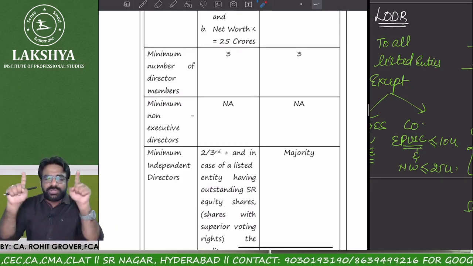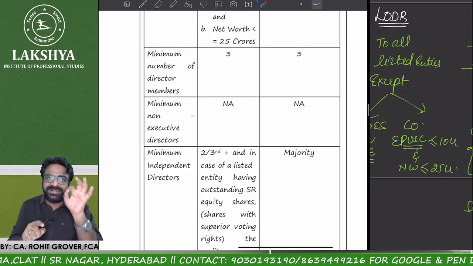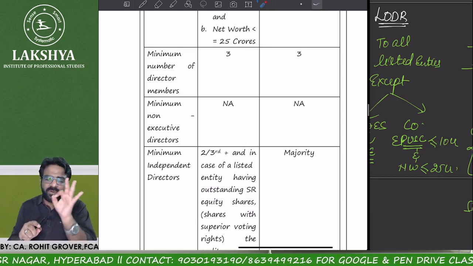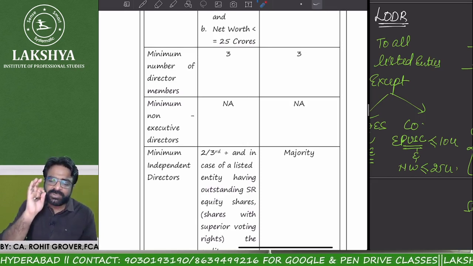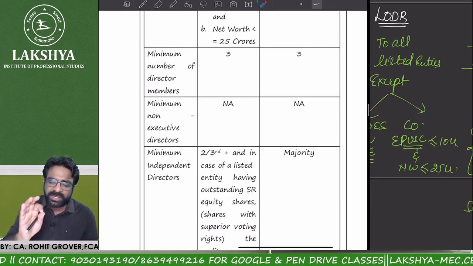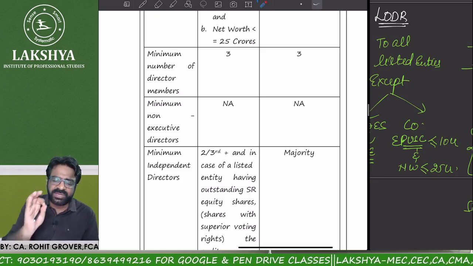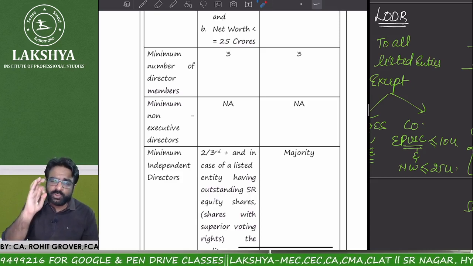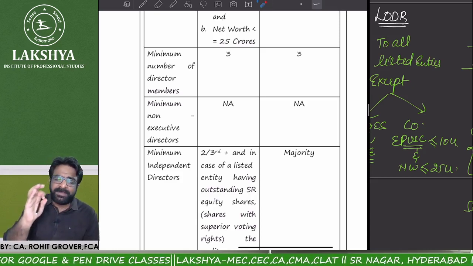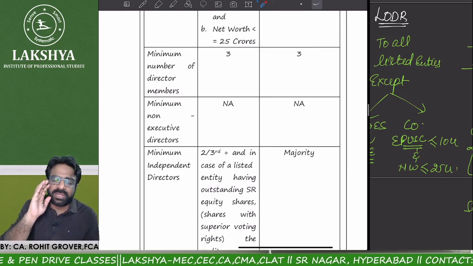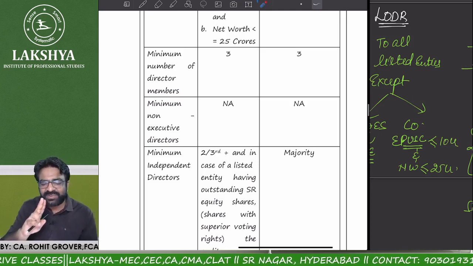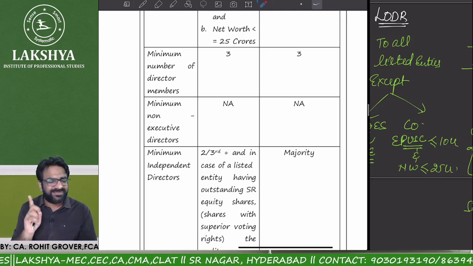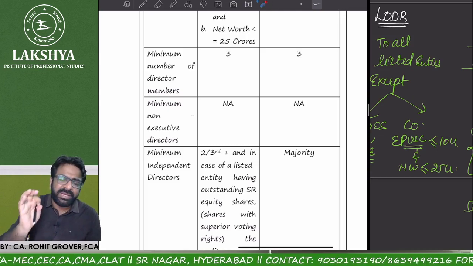Out of the total composition of the members of the audit committee, minimum 2/3 should be independent directors if it is the LODR audit committee. In case of the audit committee of Section 177, we only need a majority.